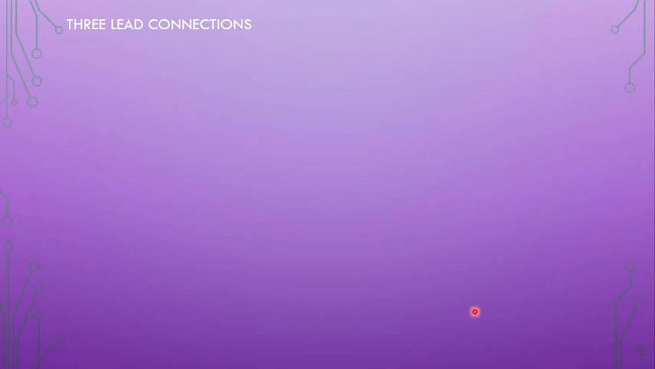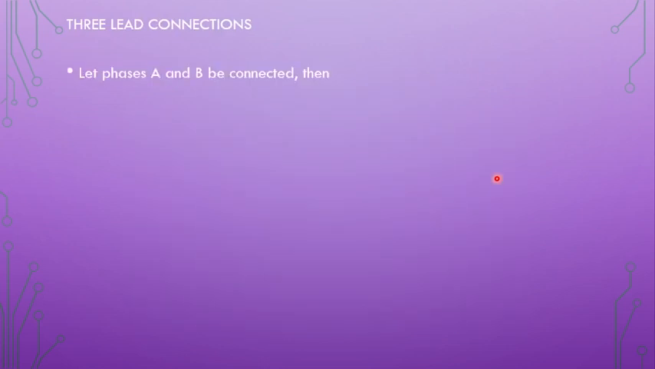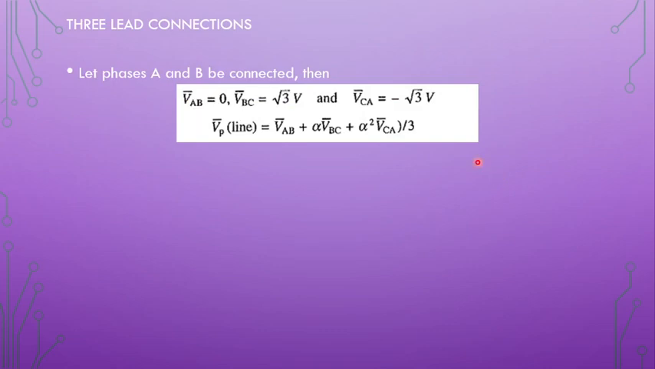The other type of AC dynamic braking topology we have is the 3-lead connection. Like we have seen, the 3-lead connection is shown here. Instead of keeping one of the phases open, we are connecting it to the nearest phase available. With respect to that, we get the voltages like this. Phases A and B are short circuited, so the voltage between AB will be 0. Between phases B and C it will be root 3 times the line voltage. Between phases C and A it will be minus root 3 times the line voltage, because they will be opposite to each other. And the positive sequence line voltage is given by this particular expression.